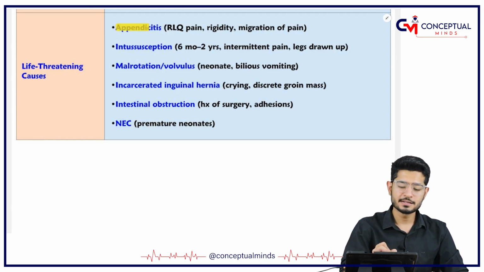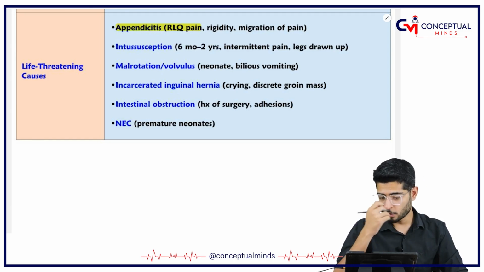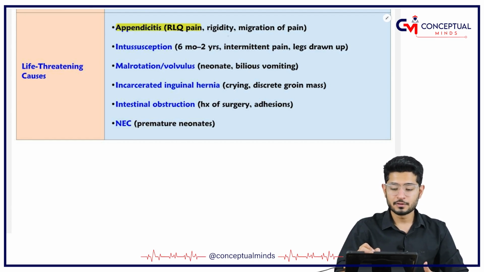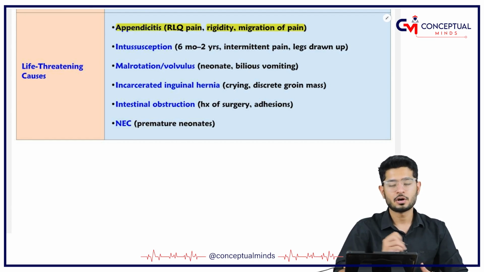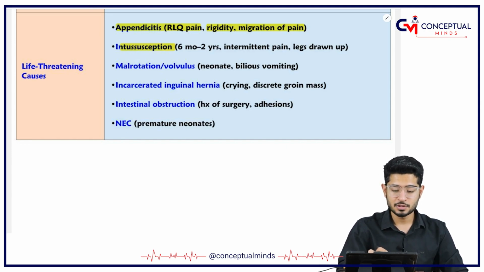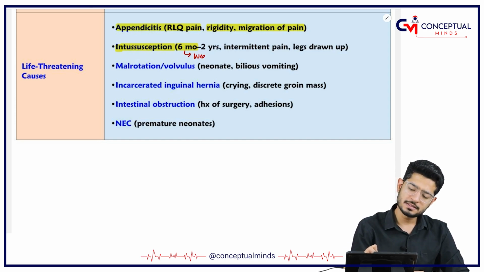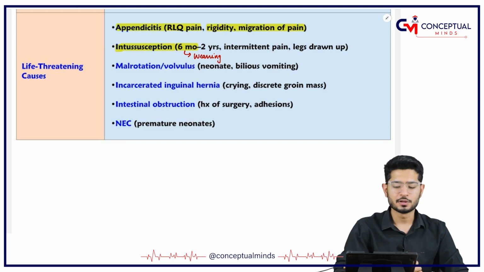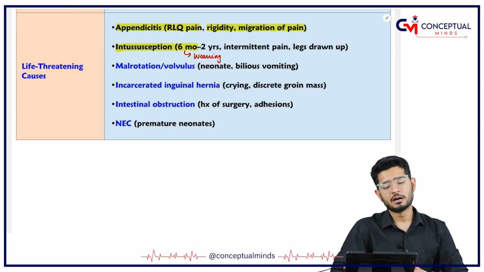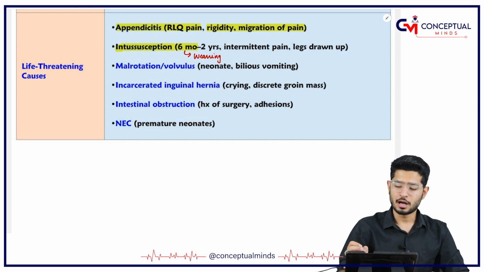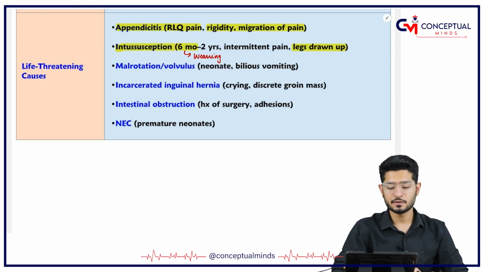If it's appendicitis, of course the pain is going to be right lower quadrant pain. The child is going to have rigidity, and there will be migration of pain. Then intussusception, please remember, is where one bowel loop enters into another. Intussusception is very important in 6-month-old children. Why 6 months? Because it is commonly seen when weaning happens in children. In intussusception it is commonly seen that the legs are drawn up.